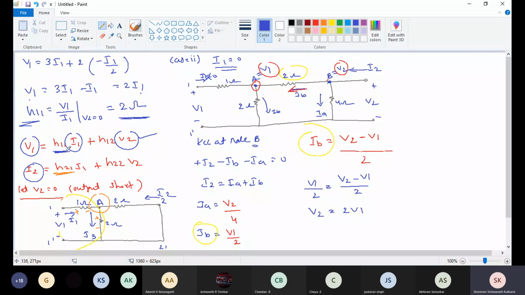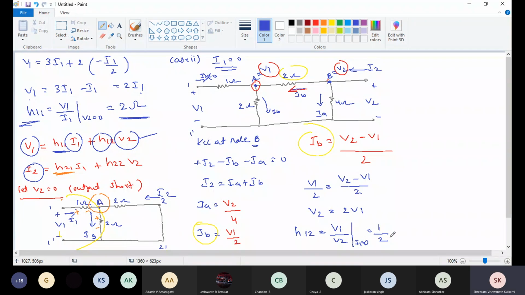That is nothing but I1 equals 0. Here H12, that is, H12 is equal to V1 divided by V2 when I1 equals 0. I'll get 1 by 2. Please note it, I want this value at the end. H12 equals 1 by 2.